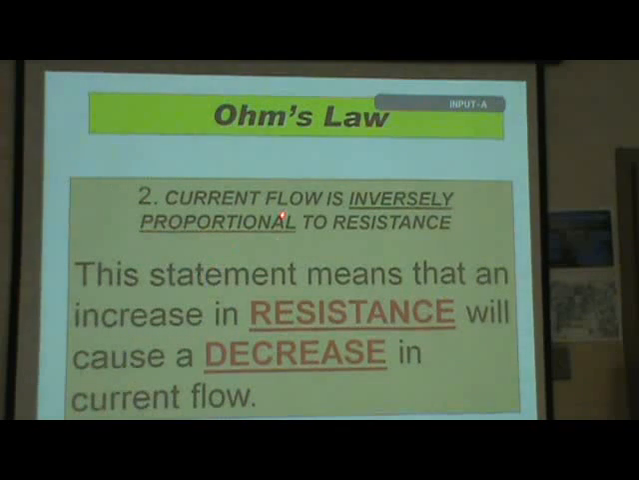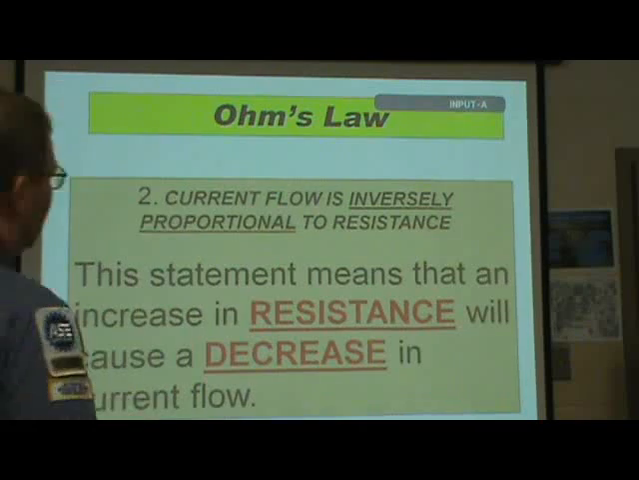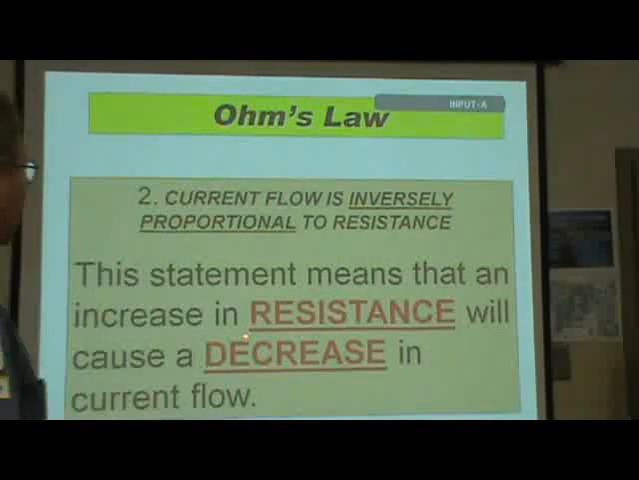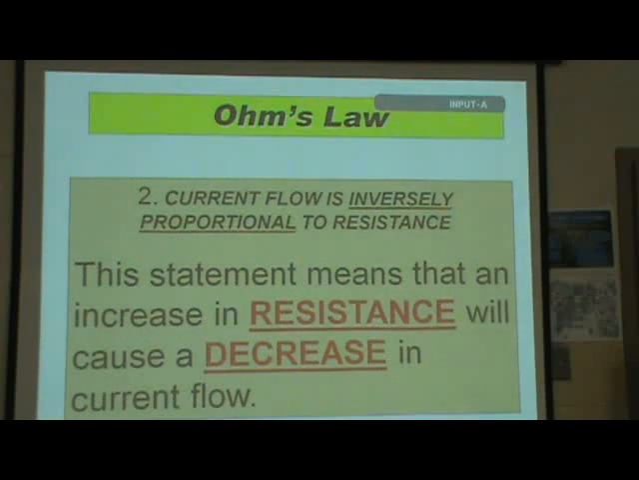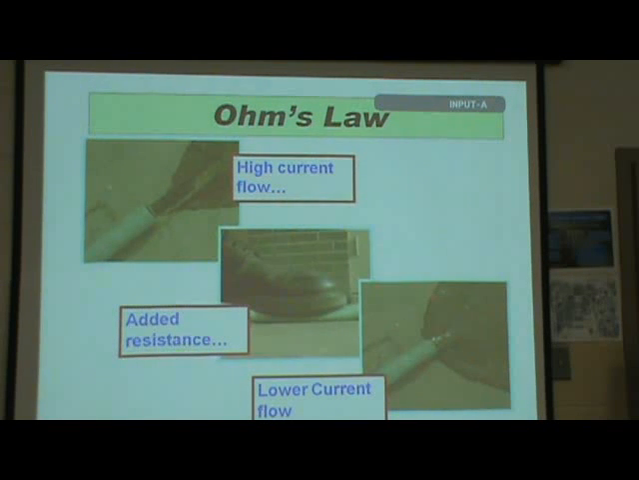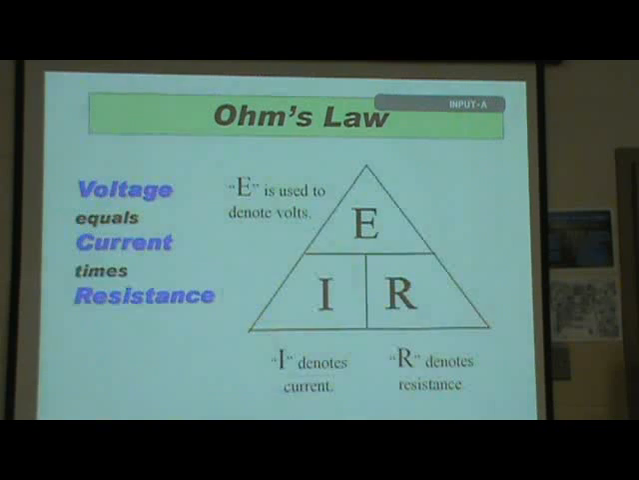Okay. Current flow is inversely proportional to resistance. If you understand big words, what you'll recognize is an increase in resistance will cause a decrease in current flow. They go opposite directions if you look at them on a graph. Got it? High current flow, look at a water hose. That was my boot there. Added resistance, low current flow. See, I got more coming there, less coming there, because my boot's on the hose. Right? I've added some resistance. Consider this: the flow is amps, voltage is pressure, and my boot's the resistance.